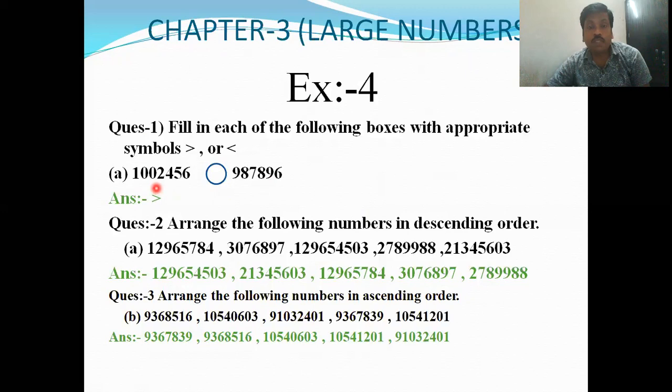First, we compare these two numbers by using the method of digits. Now, count this digit: 1, 2, 3, 4, 5, 6, and 7. This number has 7 digits and this number has 1, 2, 3, 4, 5, 6. This is a simple way to find the relation between these two numbers. This number has 7 digits and this number has 6 digits. So this number is greater than this number. Then we will insert this sign here.